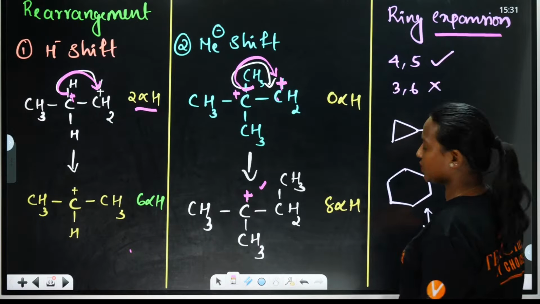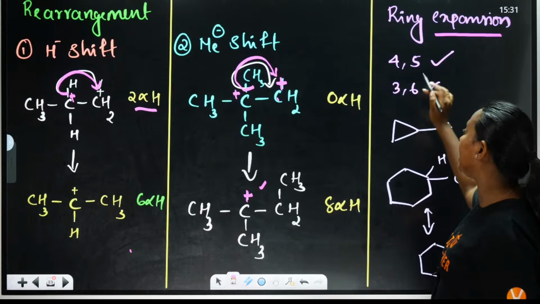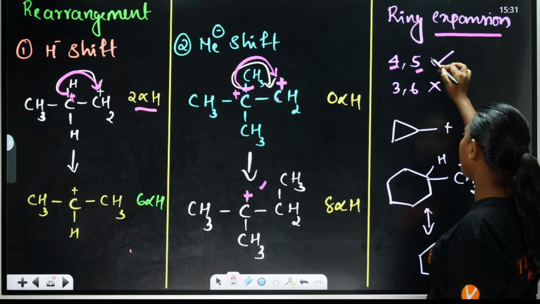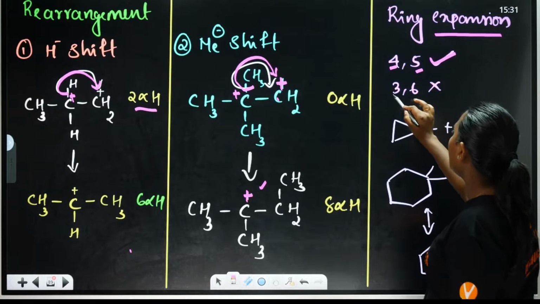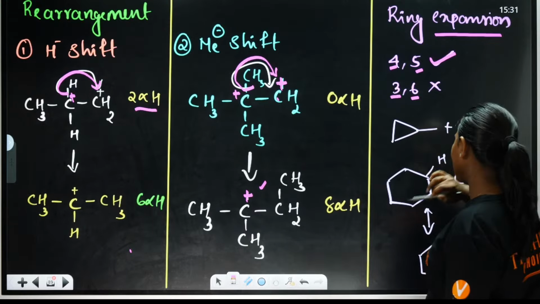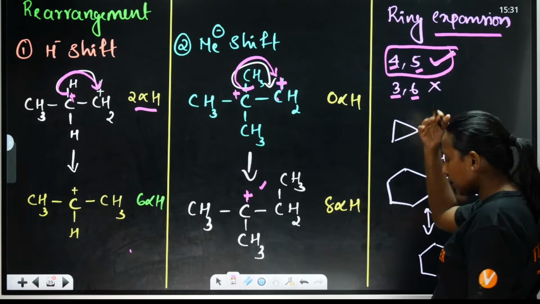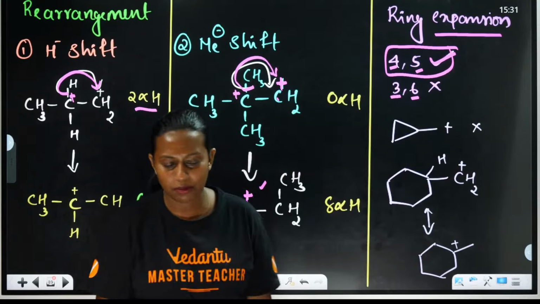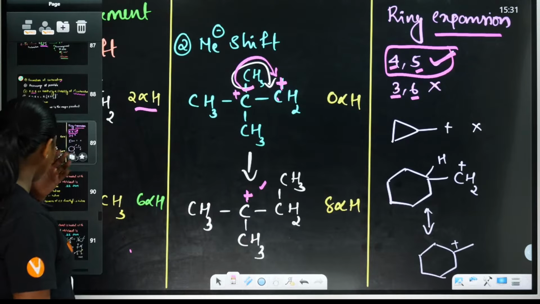Next is ring expansion. Ring expansion means you can observe it only in 4th and 5th rings. Okay, 4th and 5th ring expansion will happen, not in 3rd and 6th. In your textbook it's there only for 4 and 5. Some other rings are also there, but it's not necessary for you, because it is out of syllabus.